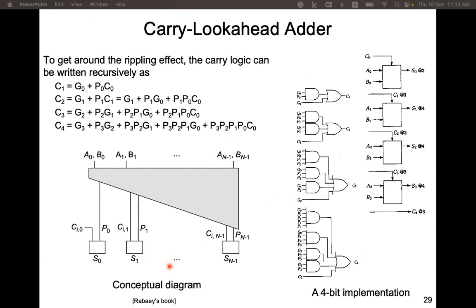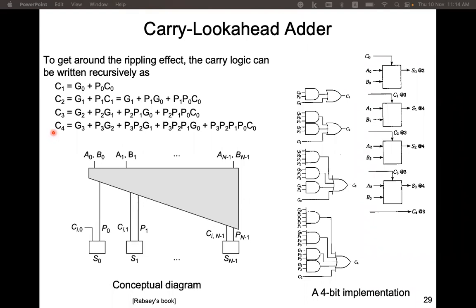Okay, the idea here is that the carry signal can be generated from all the P and G signals without waiting for intermediate carry signals. And this is named carry look ahead. This expression looks ahead for the carry. So, do you have questions with this concept?